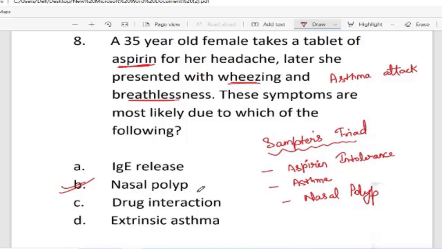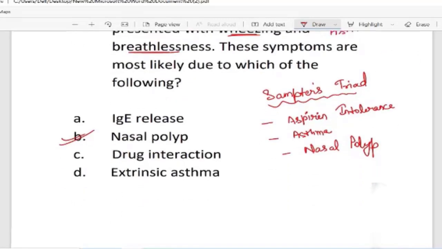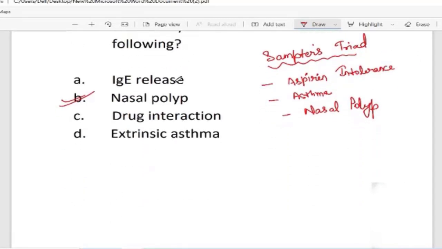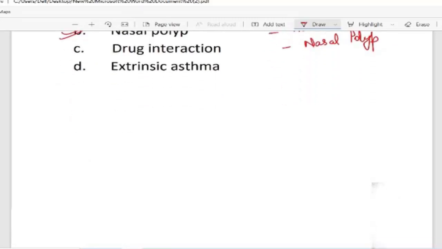Because the patient has a nasal polyp and already has asthma, whenever he or she takes aspirin, the attack will precipitate, and there will be nasal blockage and other symptoms. The symptoms are because the patient already had a nasal polyp, and the chest also gets an asthmatic attack. So the patient had breathlessness. The correct answer is nasal polyp. Don't get confused by IgE release, drug interaction, and extrinsic asthma.